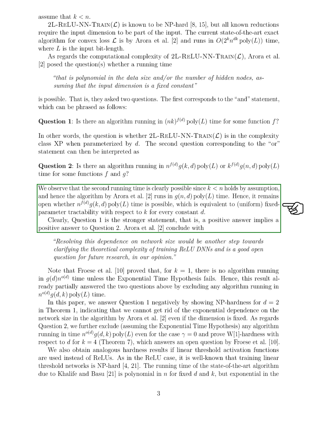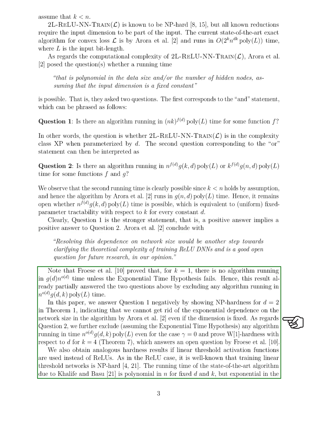In this paper, we show that the first question can be answered negatively for an input dimension of 2, indicating that we cannot eliminate the exponential dependence on the network size. As for the second question, we further exclude any algorithm running in time proportional to the number of input points raised to a function of the input dimension, even for zero training error. We also obtain similar results if linear threshold activation functions are used instead of ReLUs.